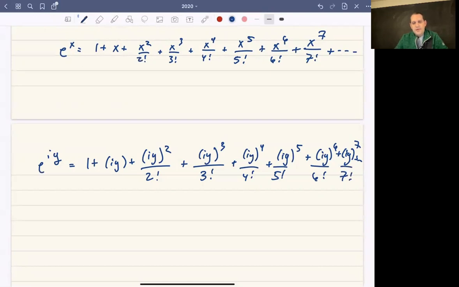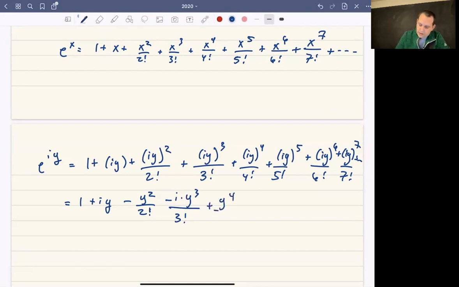And then I want to think about what happens when you take powers of i. Well, for the first two terms, there's no powers really. We just have 1 and iy, so nothing there. For the next term, if we square i, we get -1. So this will be minus y squared over 2 factorial. For the third power, we get i cubed, which is i squared times i. i squared is -1, so this is minus i y cubed over 3 factorial. And then i to the 4th is i squared squared. i squared is -1, and -1 squared is 1. So you end up with 1 times y to the 4th.